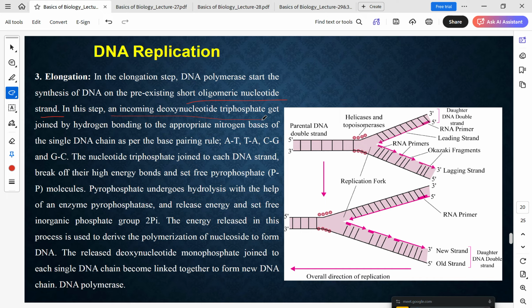The incoming deoxynucleotide triphosphate gets joined by hydrogen bonding to the appropriate nitrogen bases as per the base pairing rule: AT or TA or CG or GC. They break their high energy bonds, utilize the energy, and then create a strand. And the energy that is released in this process gets used up in the process of polymerization.